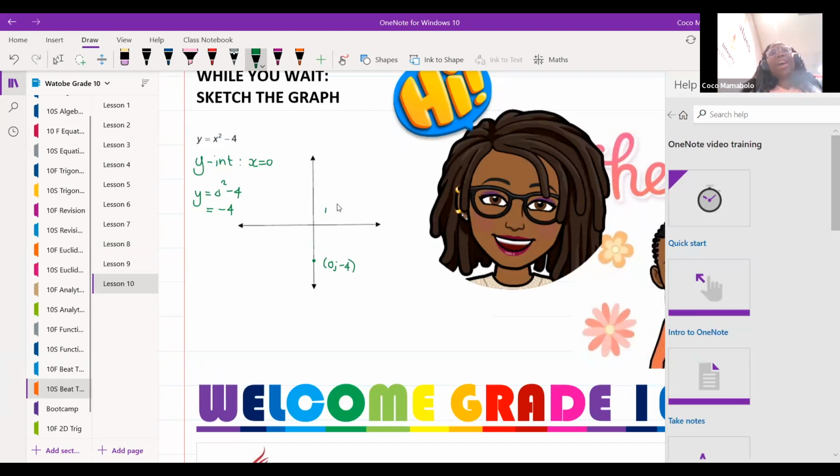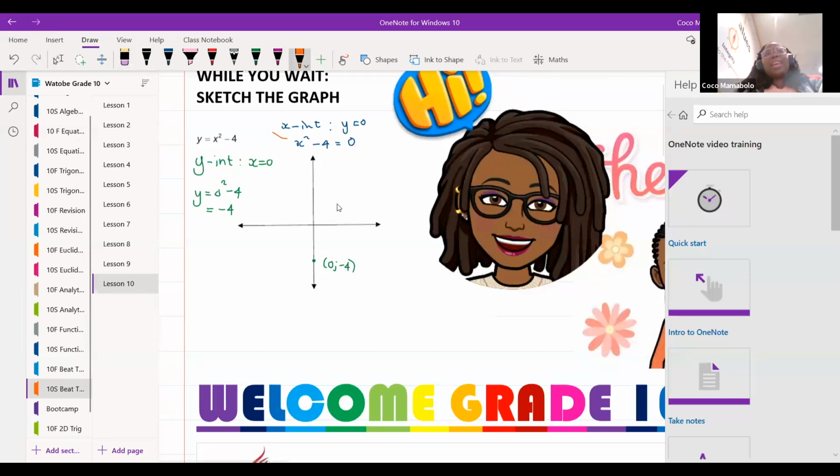Now what I need to find, guys, is my x-intercepts. I'm telling you now that there are two x-intercepts, and we can find them. It's going to be 2 and -2. Now, the way we would find the x-intercept is we would make y equal to 0. So I would then have x squared minus 4 is equal to 0.